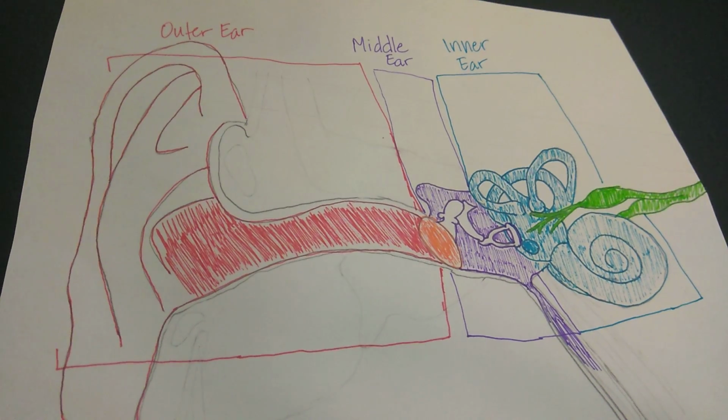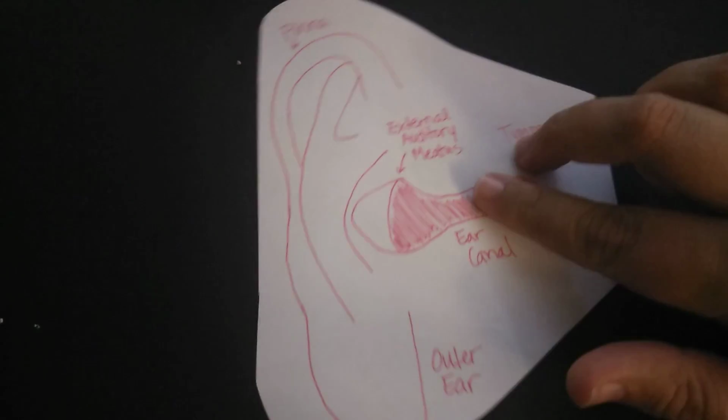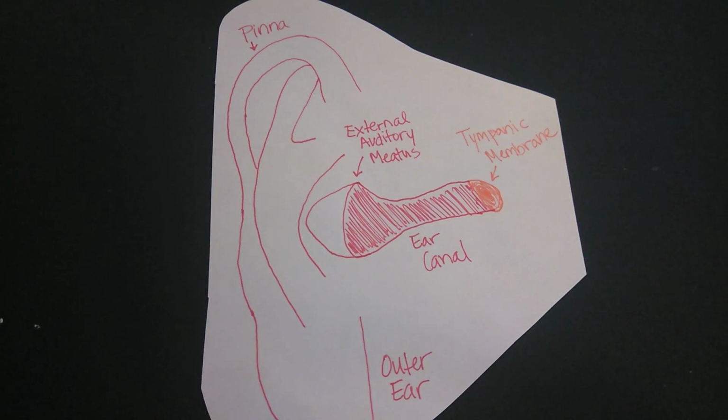The human ear consists of the outer ear, the middle ear, and the inner ear. The outer ear consists of the pinna, the external auditory meatus, and the ear canal. The outer ear's main function is to gather sound waves and channel them to the tympanic membrane, or the eardrum. The tympanic membrane is the boundary between the outer and middle ear.